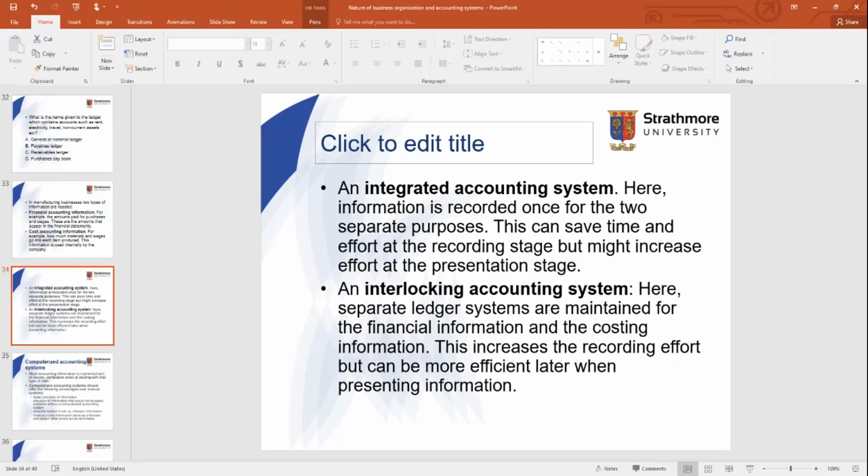Don't forget, you'll be presented with a statement. This statement, is it for integrated or is it for interlocking? So it's important you get to know the key difference between the two, because you will be presented with that definition. It's a point to pinpoint whether this is an interlocking or an integrated accounting system.